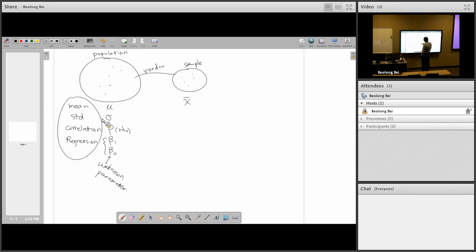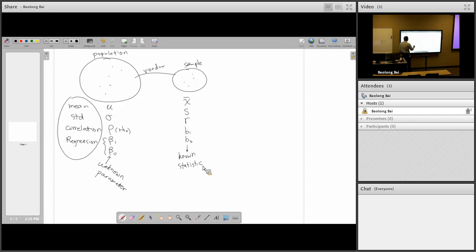We can calculate the mean of the sample as x bar, standard deviation of the sample as s, correlation of the sample as r, regression of the sample, we have slope, b1, we have intercept, b0. All of these can be calculated from the sample, and these measures are known to us because we're able to calculate them. These measures are called a sample statistic. So all the statistics are known to us, all the parameters are unknown.